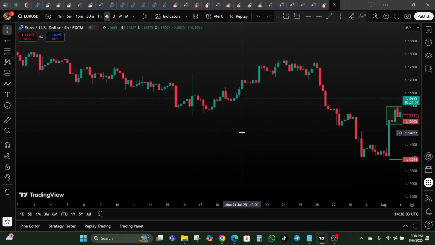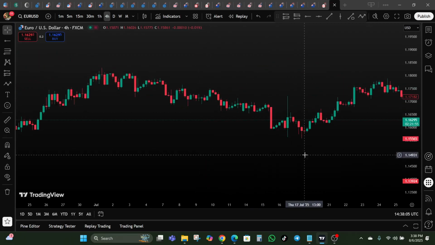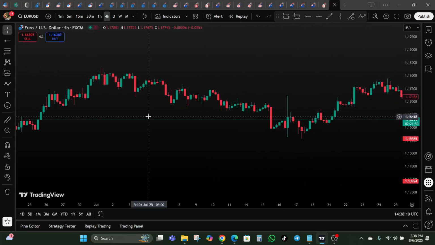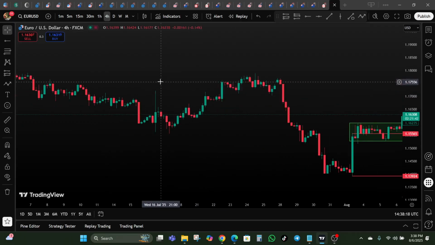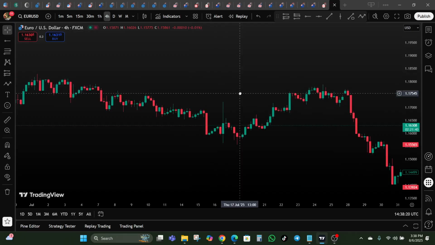Use alerts at candle range highs and lows. You can actually set alerts, whether you're using TradingView or MetaTrader 5 or 4. Just take advantage of the alert feature. Also, be patient. Let price come to your level. Do not chase. All right, do not chase price.